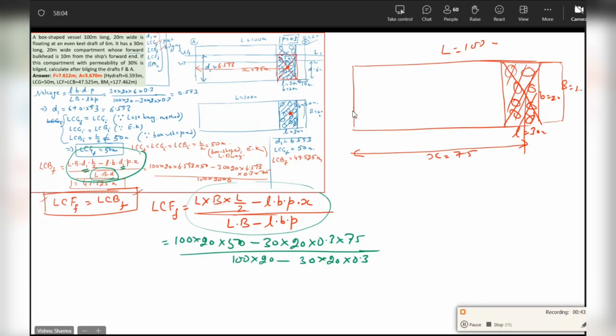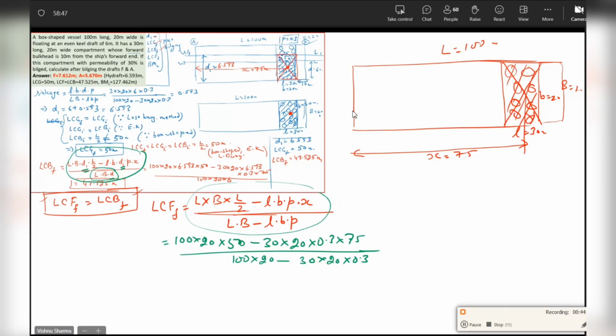I said KB will be D1 by 2 if, in the bilged condition, the water plane area is identical from keel to the bilged water line W1 L1. Yes or no? Correct, guys? If the water plane area in the bilged condition is identical from keel to bilged water line W1 L1, yes or no? Correct, guys? Yes, sir.